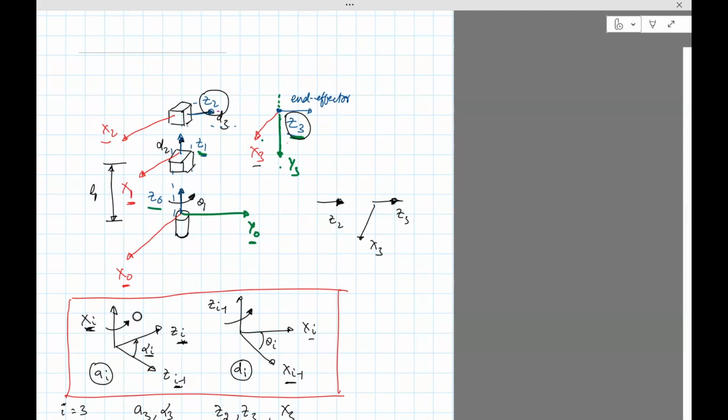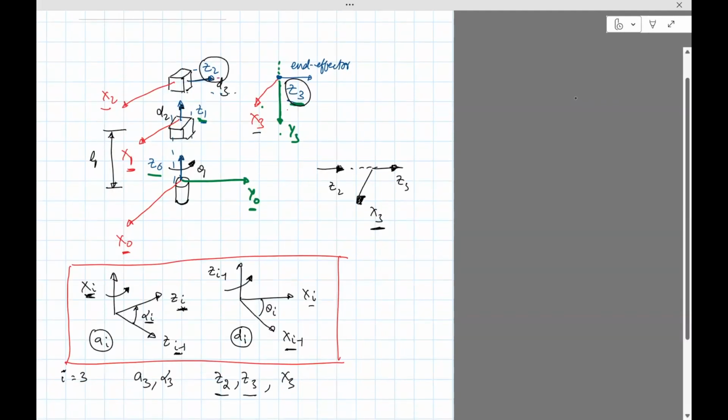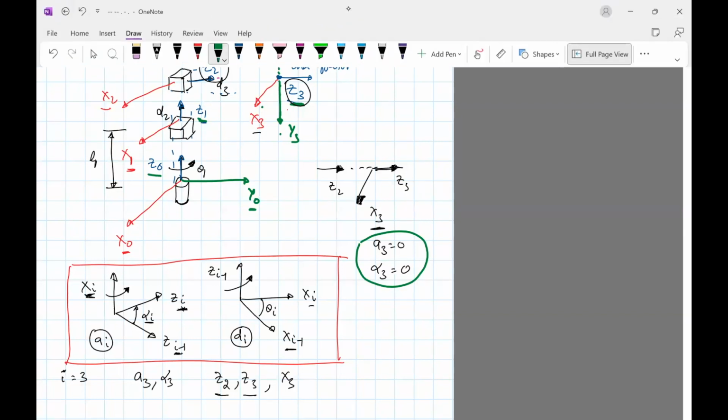Okay, so first, the distance between Z2 and Z3 along X3. So along this axis, what is the distance between Z2 and Z3? Since Z2 and Z3 are intersecting, the distance along X3 is going to be 0. So A3 is 0. Next, alpha 3 is the angle between Z2 and Z3 along X3. But you see that Z2 and Z3 are in the same line. So the angle along X3 is going to be 0.